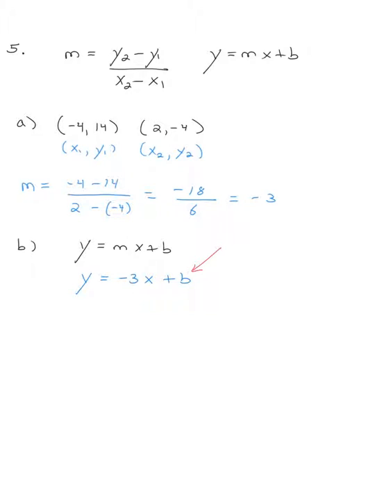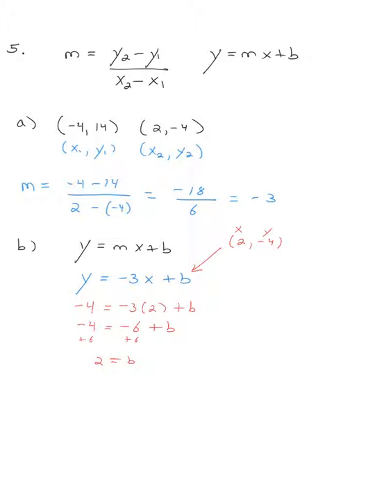But essentially, I'm going to this equation, and wherever I see x, I put 2, and wherever I see y, I put negative 4. So that is, negative 4 has to be equal to negative 3 times 2 plus b. The only thing I don't know is b, but I can solve for it. It is equal to, after I add 6 to both sides, 2.